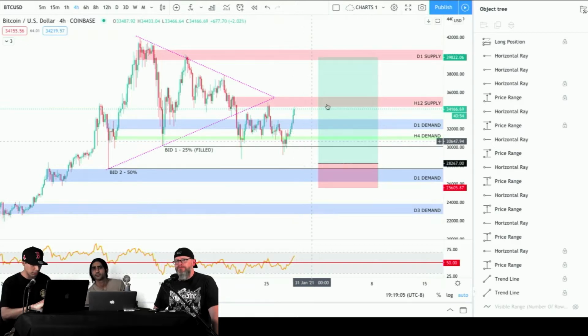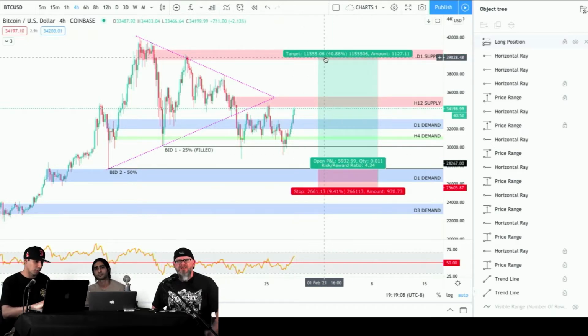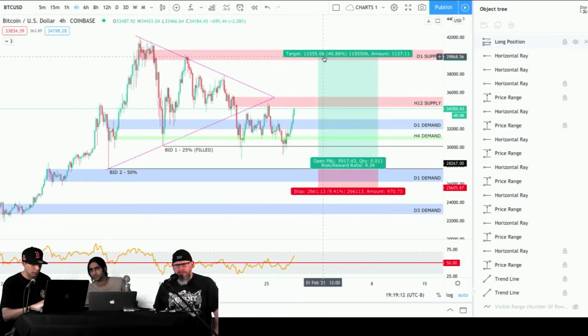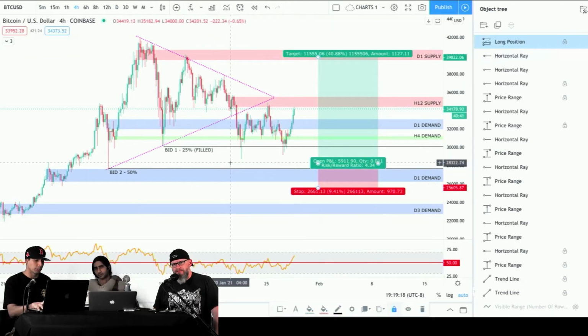Average entry right there at the black line. Exit here, take profits. What's that price there? Maybe not fully exit, but definitely take some profits here. But that was if we got this 50% play, right? 50% filled, but we didn't get that.